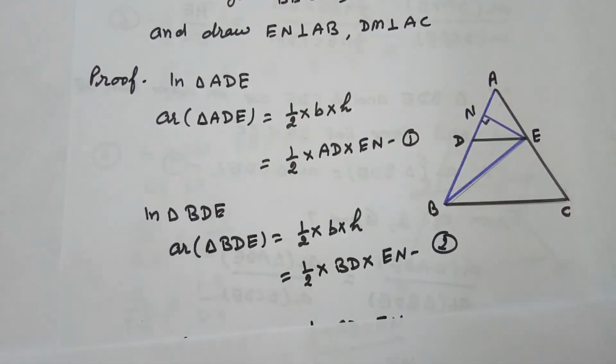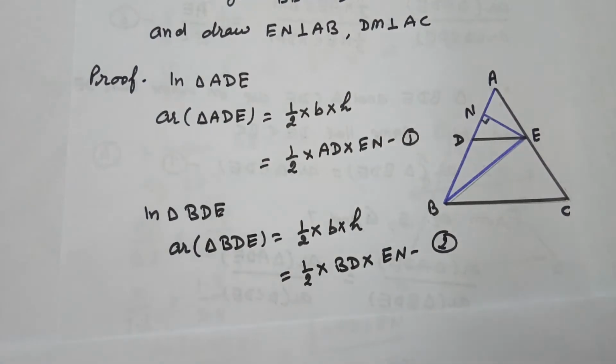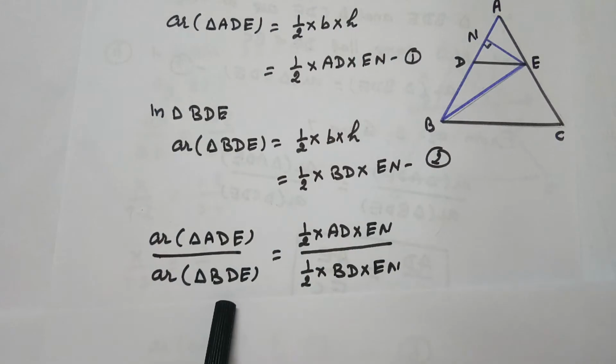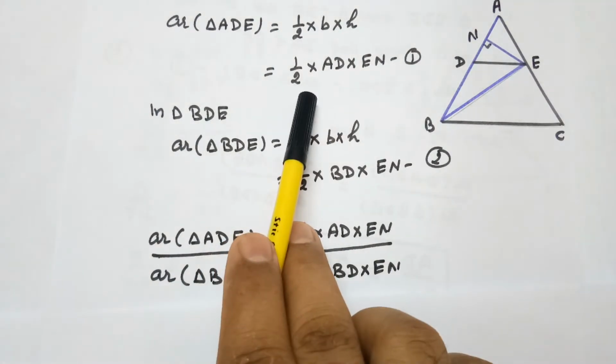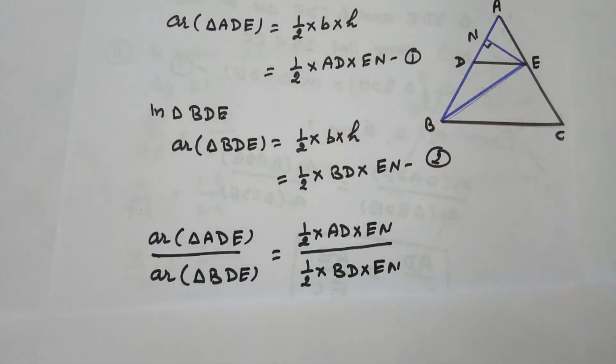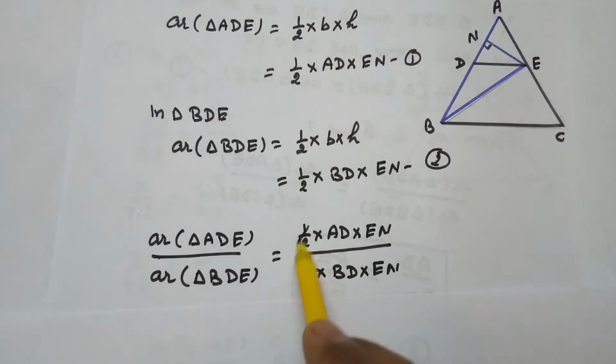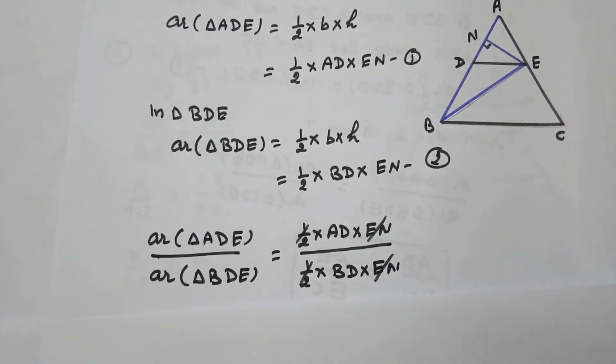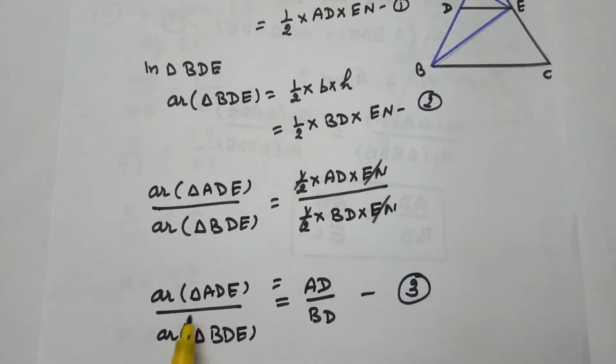Now what we will do is divide these areas. Area ADE over area BDE. The area of ADE is half into AD into EN, and this is also half into BD into EN. So if you see here, the half and half, and EN, they cancel each other. So we are left with area ADE over area BDE equals AD over BD. Let this be equation 3.